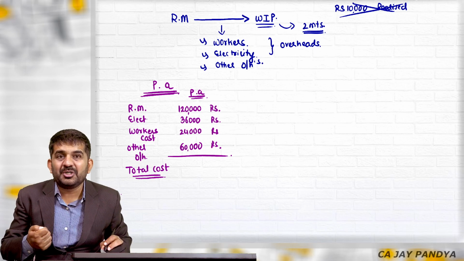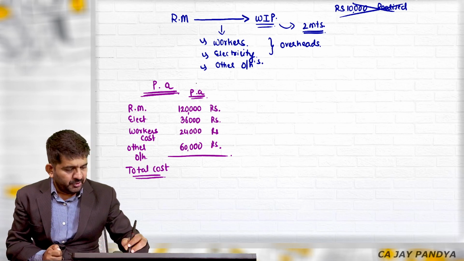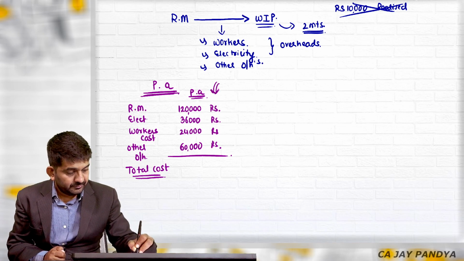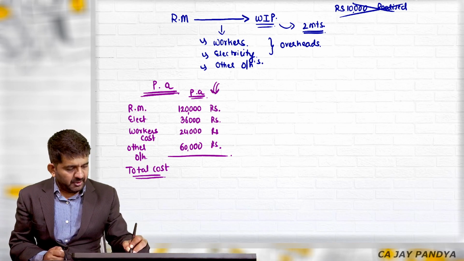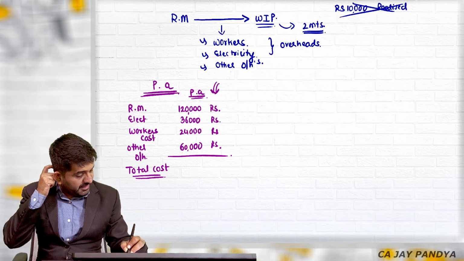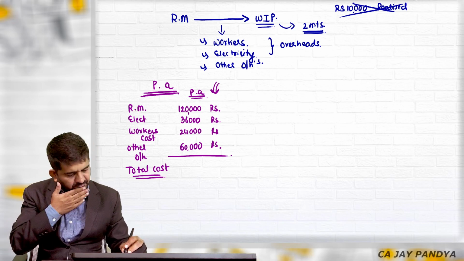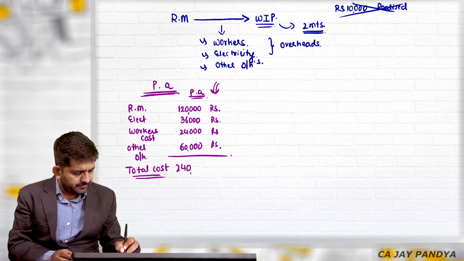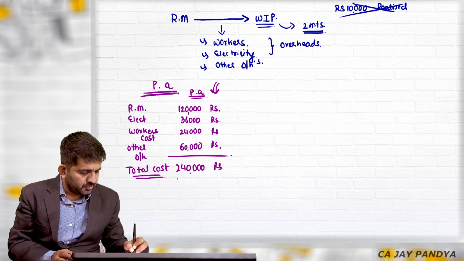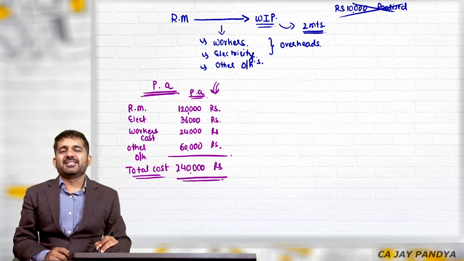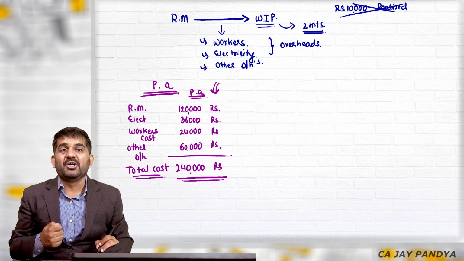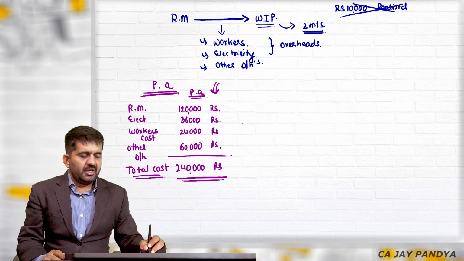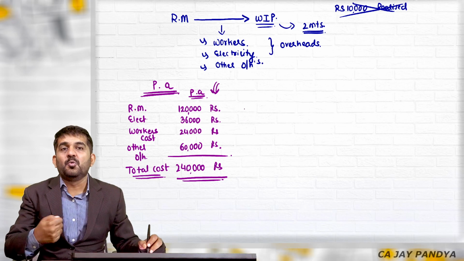What is the total cost of manufacturing this product as far as all of these are concerned? 1,20,000 plus 36 plus 24 plus 60. Total will be 2,40,000 rupees. Please understand, this is my per annum requirement. How to convert it into a 2 months requirement?